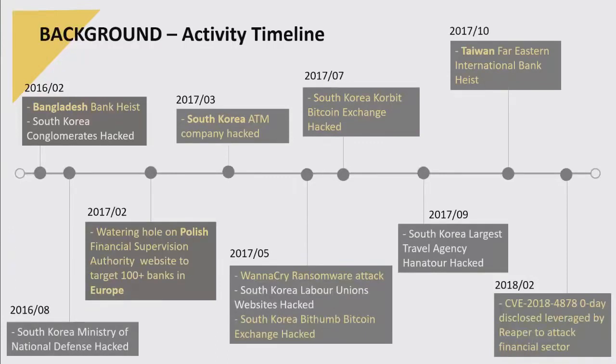A zero-day Flash vulnerability, a use-after-free vulnerability, was disclosed, and it was discovered deployed in attack cases from the Reaper group. So from this timeline, you can see that in these past few years they conducted a lot of attacks targeting financial institutions. So even though they are believed to be a nation-state attacker, they still try to earn a profit from their attacks.